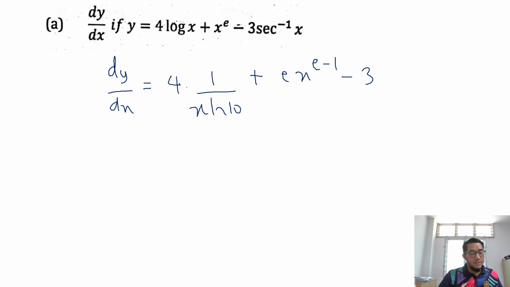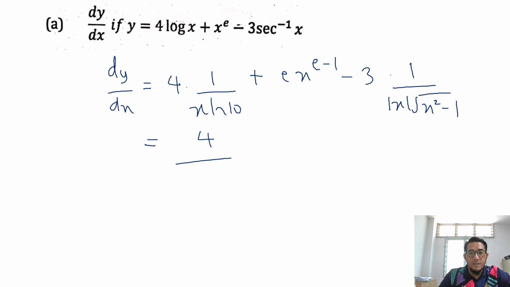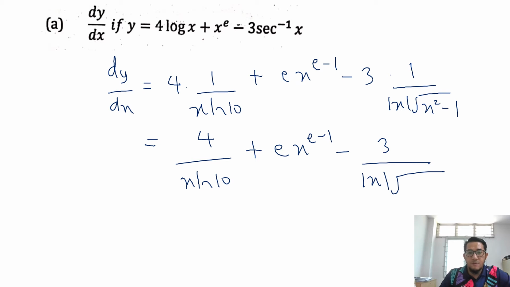The formula for secant inverse is 1 over modulus x times square root of x squared minus 1, multiplied by 3. Then you just simplify. You should get 4 over x ln 10 plus e x to the power of e minus 1 minus 3 over modulus x times square root of x squared minus 1. Done for question A.